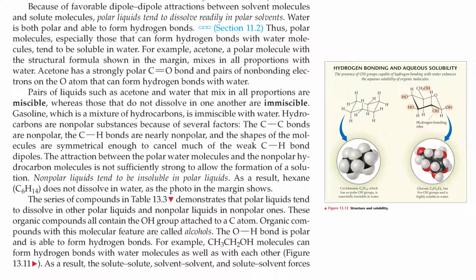Because of favorable dipole-dipole attractions between solvent molecules and solute molecules, polar liquids tend to dissolve readily in polar solvents. Water is both polar and able to form hydrogen bonds. Thus, polar molecules, especially those that can form hydrogen bonds with water, tend to be soluble in water. For example, acetone, a polar molecule with the structural formula shown in the margin, mixes in all proportions with water. Acetone has strongly polar carbon-oxygen bond pairs and nonbonding electrons on the oxygen that can form hydrogen bonds with water.